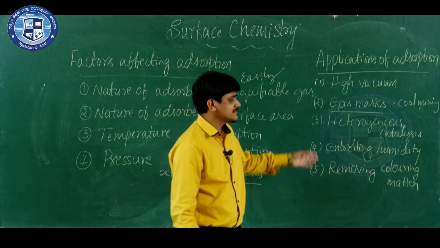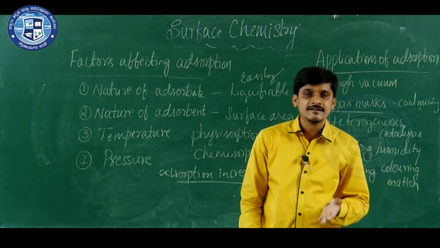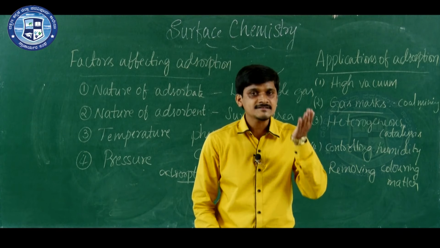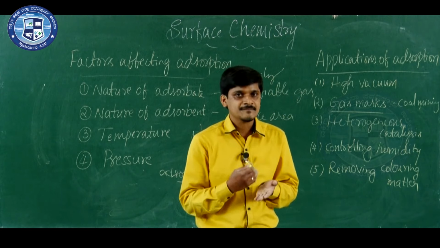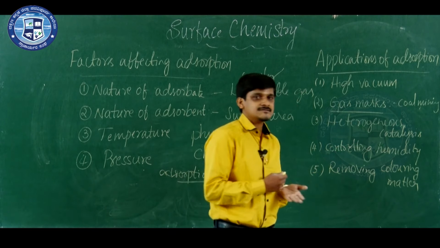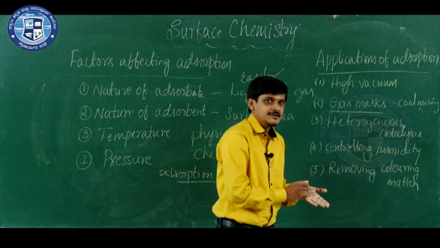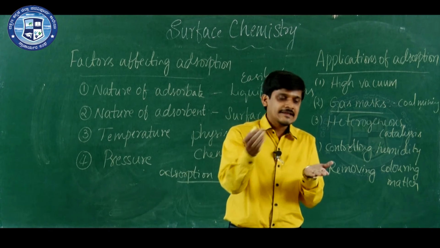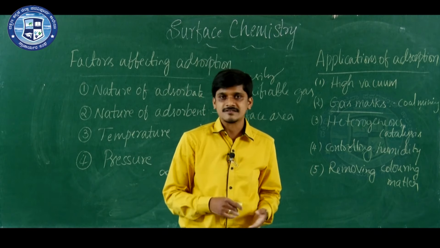So heterogeneous catalytic reactions. In those heterogeneous catalytic reactions we will use a catalyst, that is the substance which alters the rate of a chemical reaction. So catalyst is a substance that alters the rate of a chemical reaction. So we use a catalyst, and on that catalyst the reactants undergo chemical reaction and we get the products.